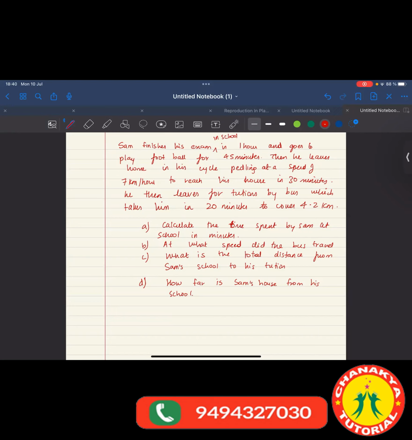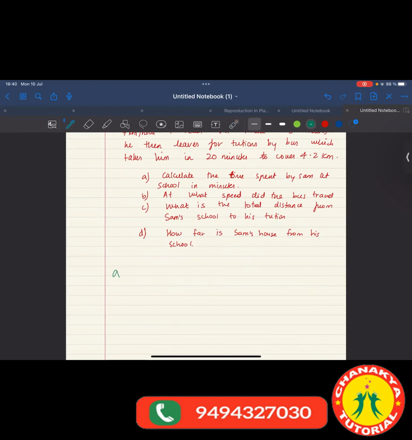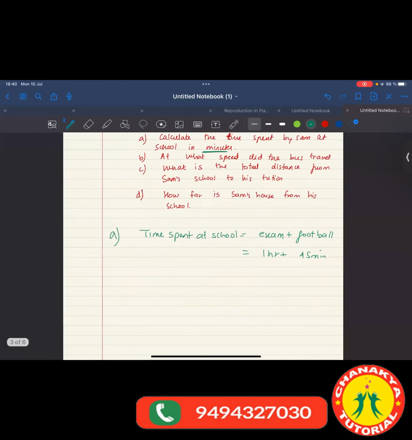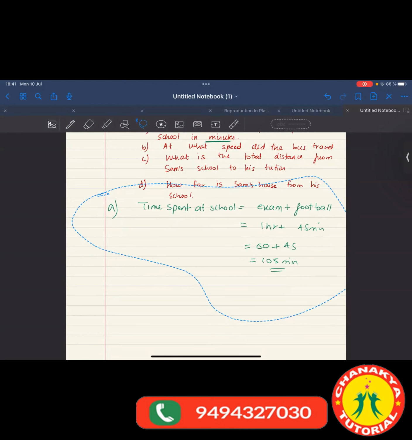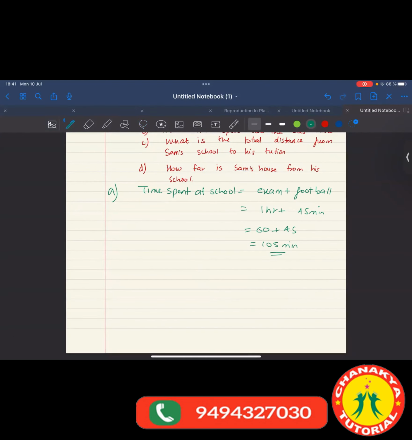At school, you know that the time spent by him is 1 hour for doing his exam, and then he goes to play football for 45 minutes. So time spent at school is equal to time spent for exam plus football, which is 1 hour plus 45 minutes. I've clearly given you, I need to answer in minutes. Which is 60 plus 45. What is 60 plus 45? 105 minutes. This is your first answer. How many of you all got it correct from the homework? How many of you all got it wrong? Nobody got it wrong. That's shocking.